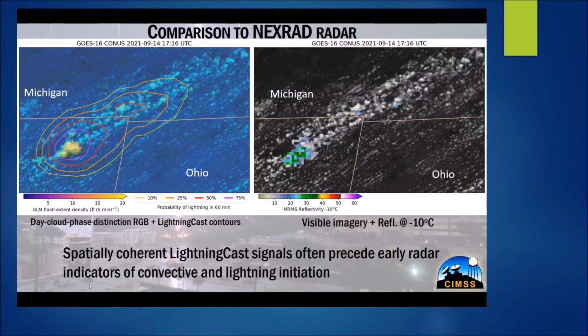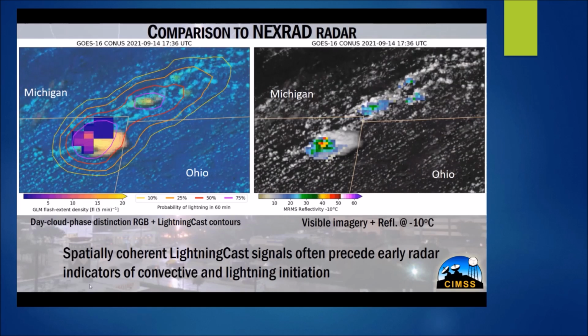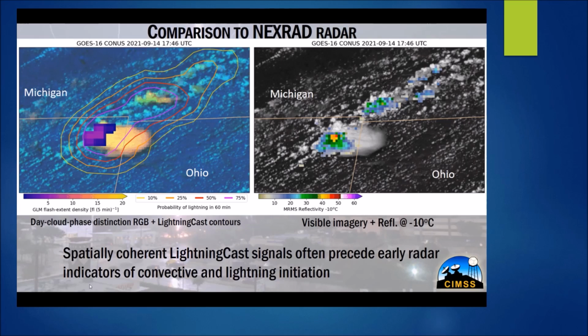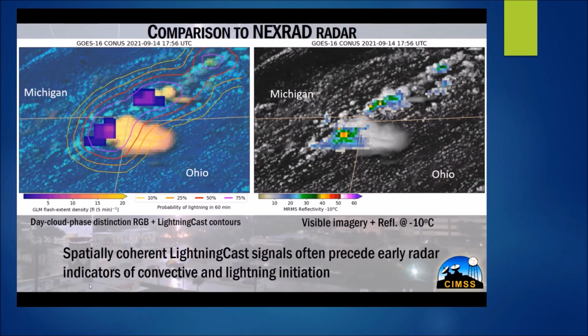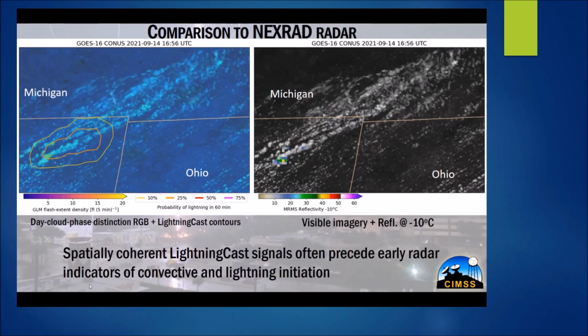You can sometimes get a LightningCast signal even before radar signatures are showing up, as shown in this CONUS scan with 5-minute imagery. If you're expecting convective initiation, maybe look at LightningCast contours.